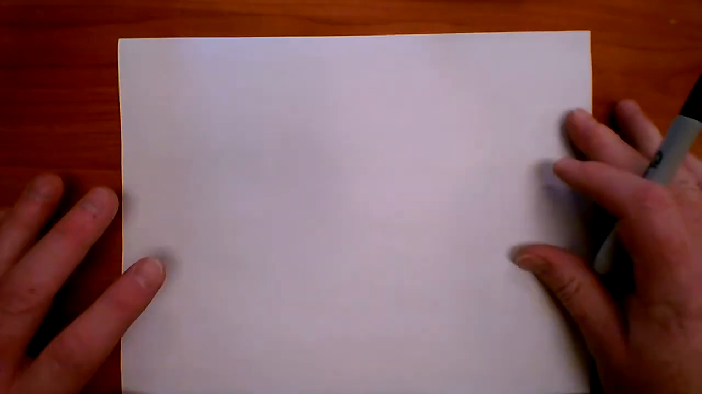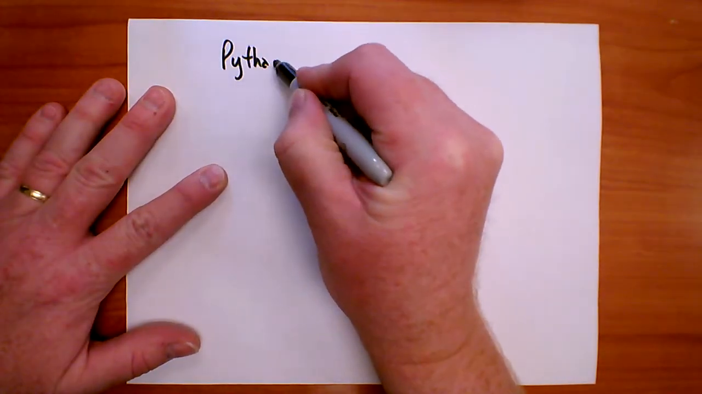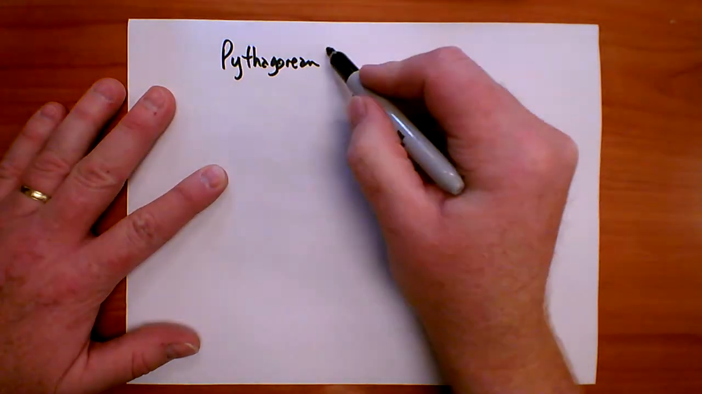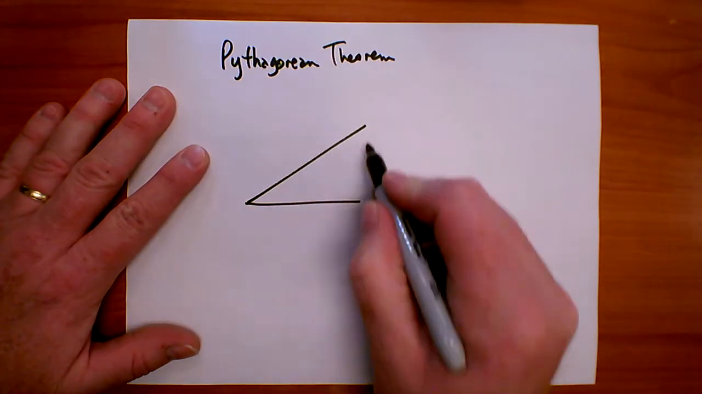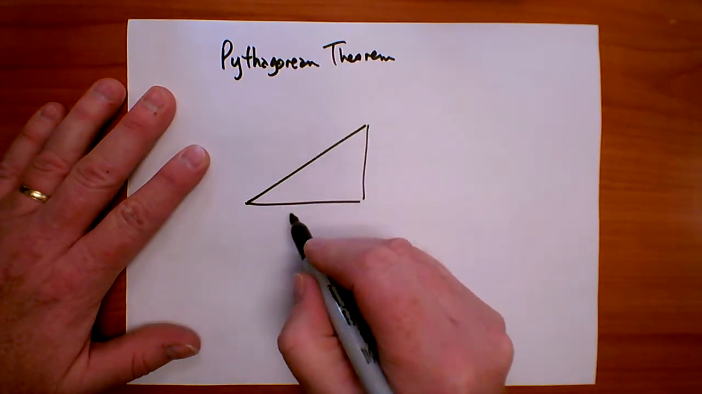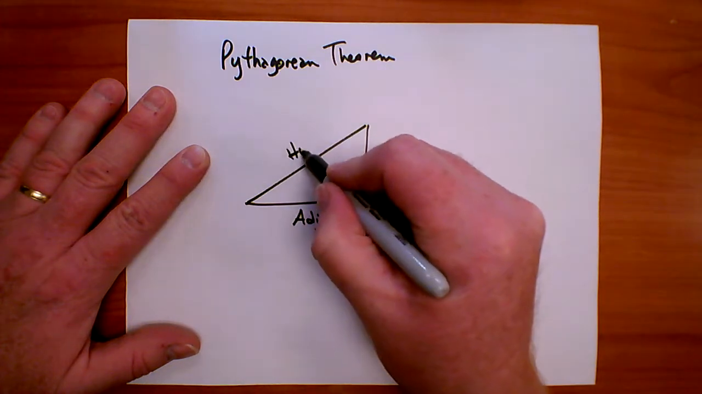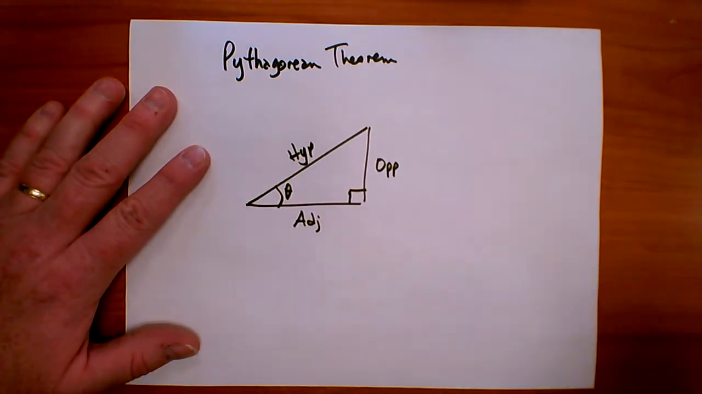Another important property of right triangles is what we call the Pythagorean theorem. The Pythagorean theorem is a relationship among the sides of a right triangle. So let's just have a right triangle going on here. Let's call this the adjacent and the opposite and the hypotenuse, just generically. And a right angle there, of course.